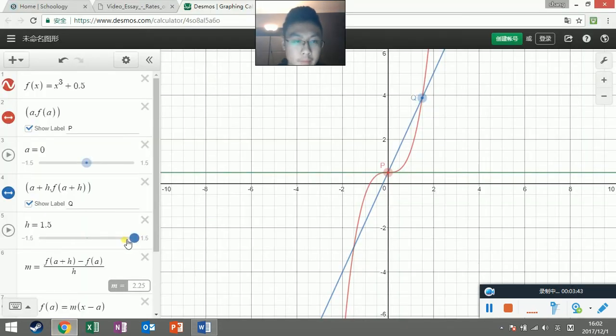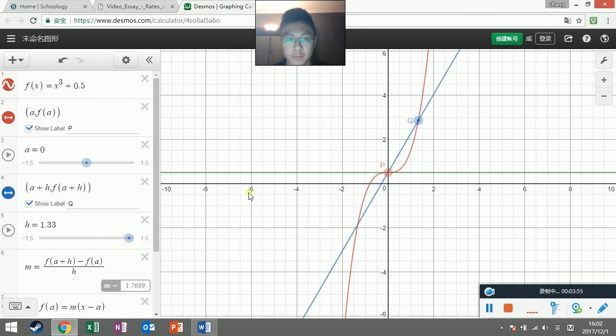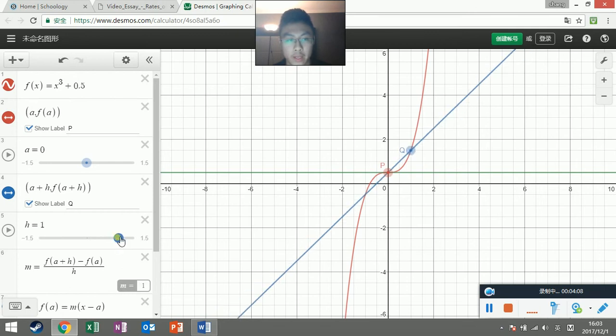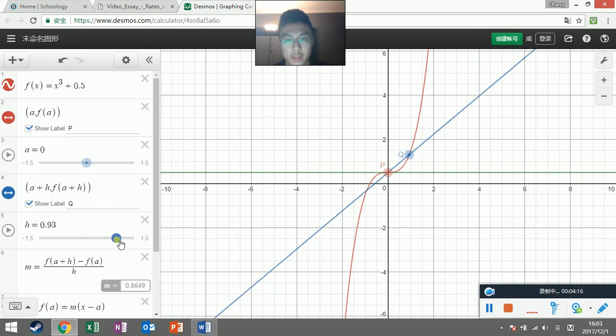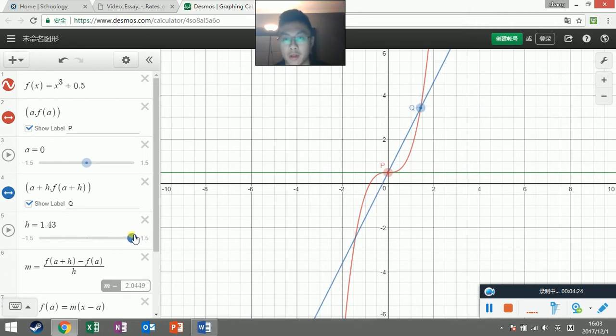And then when we make h approach 0, we could also see that point Q is approaching point P. For example, when we move the h value from 1.5 to 1, we could see that the point Q is moving towards point P. And at the same time, the slope of secant is getting closer towards the slope of tangent, and the secant line between point P and point Q is also getting closer towards the tangent line of point P.